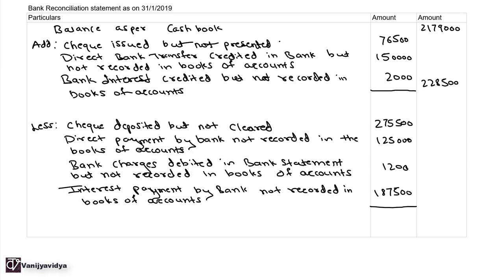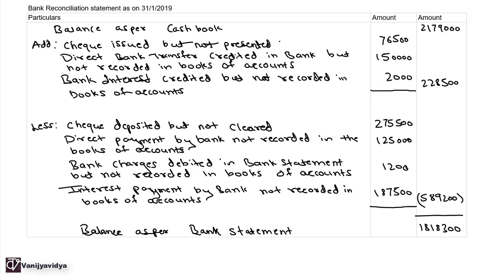So the total of this is 2,28,500, 5,89,200. We have to reduce. So 21,79,000 plus 2,28,500 minus 5,89,200 is 18,18,300. This is balance as per bank statement.